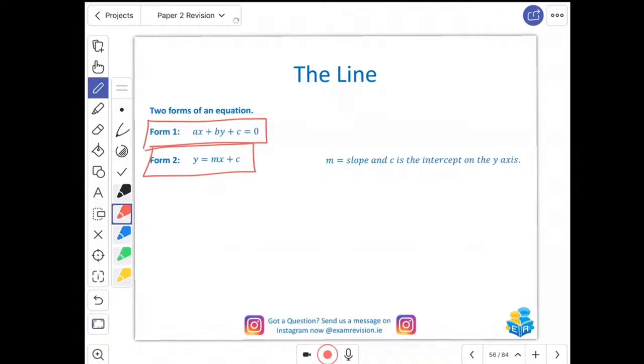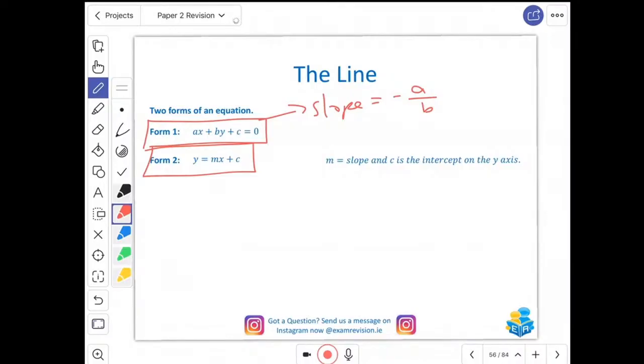And when it's in form 1, remember there is a quick way of working out the slope. It's minus a over b. So that's a quick way that you can read the slope from that line. If you're ever trying to work out where your equation of a line or indeed the circle crosses the x or y axis, just let the opposite letter equal 0. So let x equal 0 to find where it crosses the y, and let y equal 0 to find where it crosses the x.